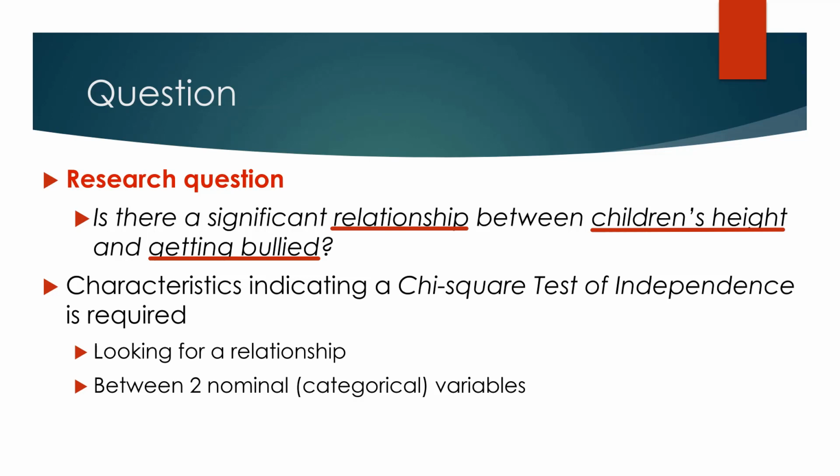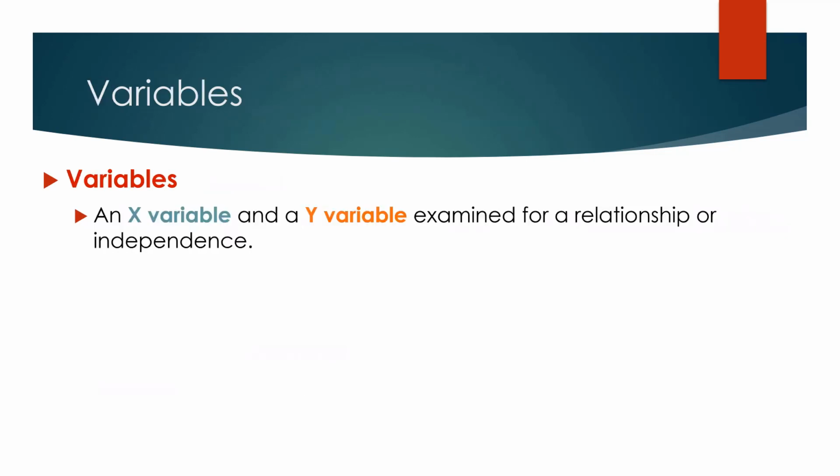And if the data was measured categorically, then you would know, okay, I probably got to use a chi-square. If you've got two nominal variables and you want to know if they're related, then it's got to be the test of independence. Now let's talk a little bit more about our variables. How do these variables work with a test of independence?